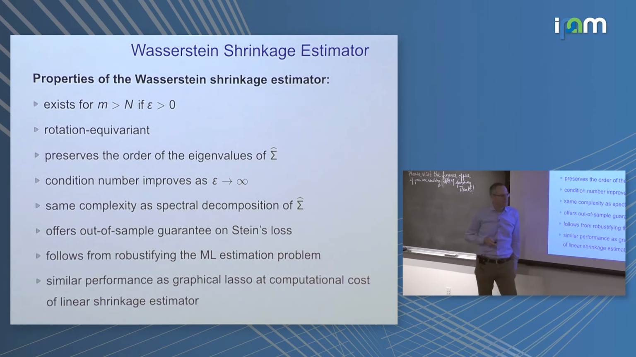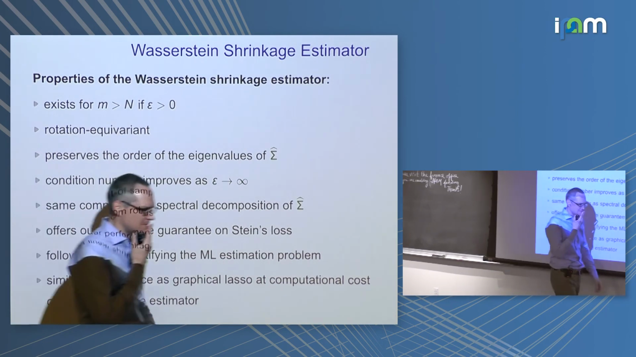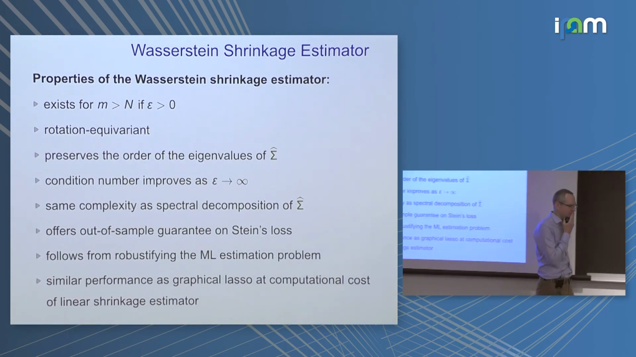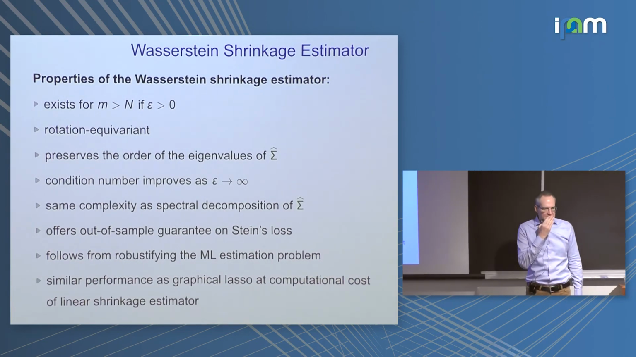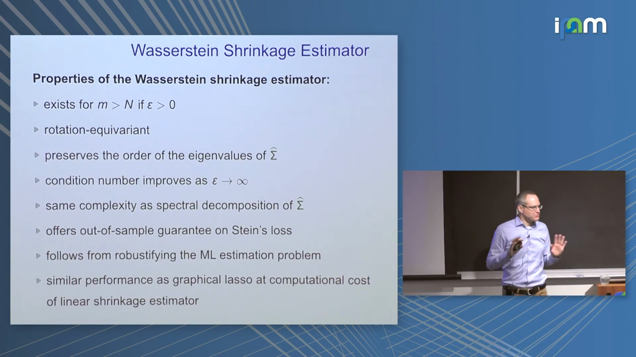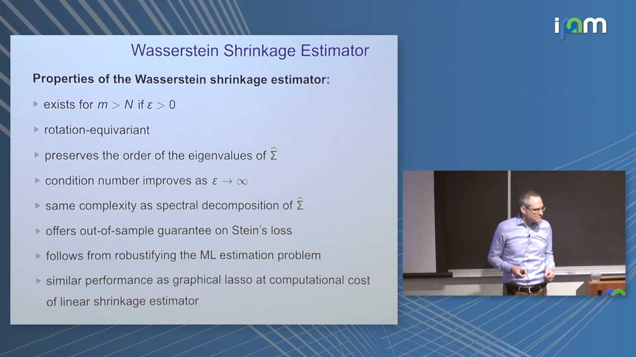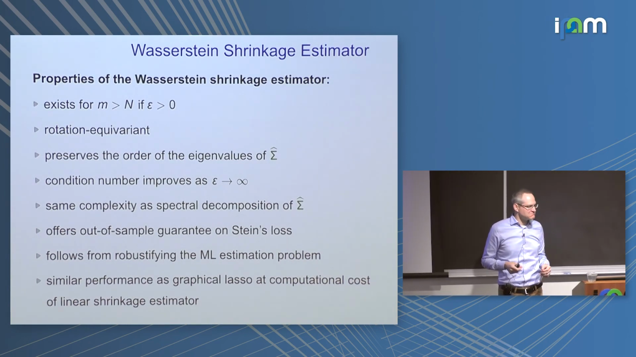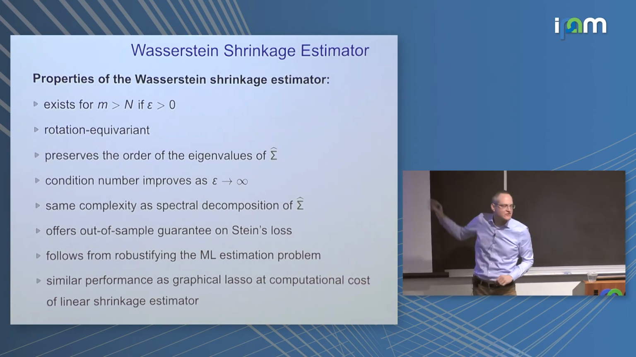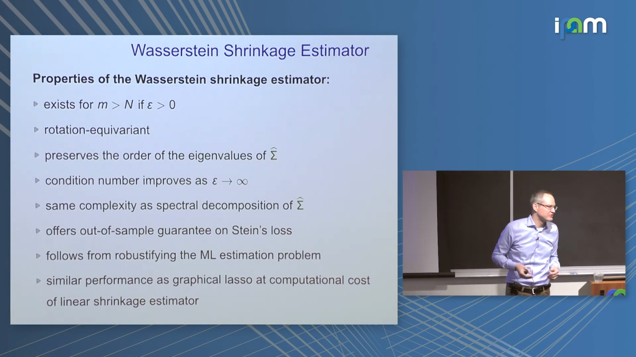Okay. Yeah? And I assume the linear shrinkage estimate is not going to perform as well as this one. This is just, we cannot prove that, but we looked at a number of examples and we've seen that, yeah, the linear shrinkage estimator didn't do as well as the other two. But in terms of computation time, this estimator and the linear shrinkage estimator both require the spectral decomposition.